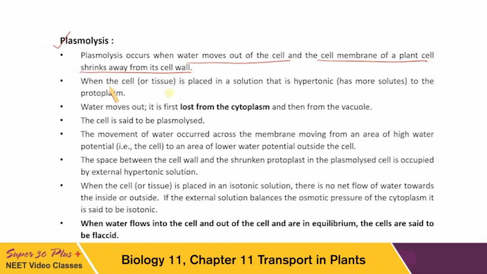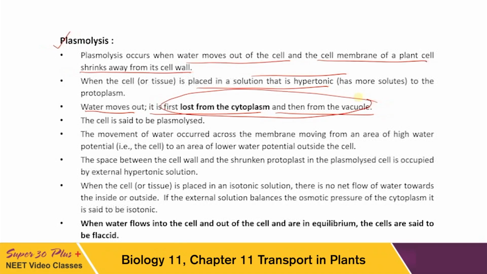That is when a cell or tissue is placed in hypertonic solution, which has more solute than the protoplasm, water will move out. It is first lost from the cytoplasm, then it is lost from the vacuole. Important question: water loss from the cell is first from the cytoplasm, then from the vacuole, and the cell will be said to be plasmolyzed.